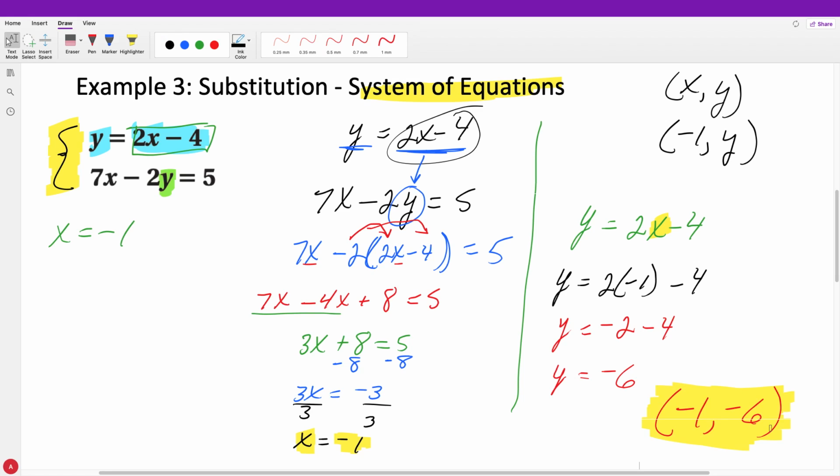And if you can imagine this, if we were to graph both of these on our graph, that is where the two lines will overlap. That is the only point that will satisfy both equations at the same time.